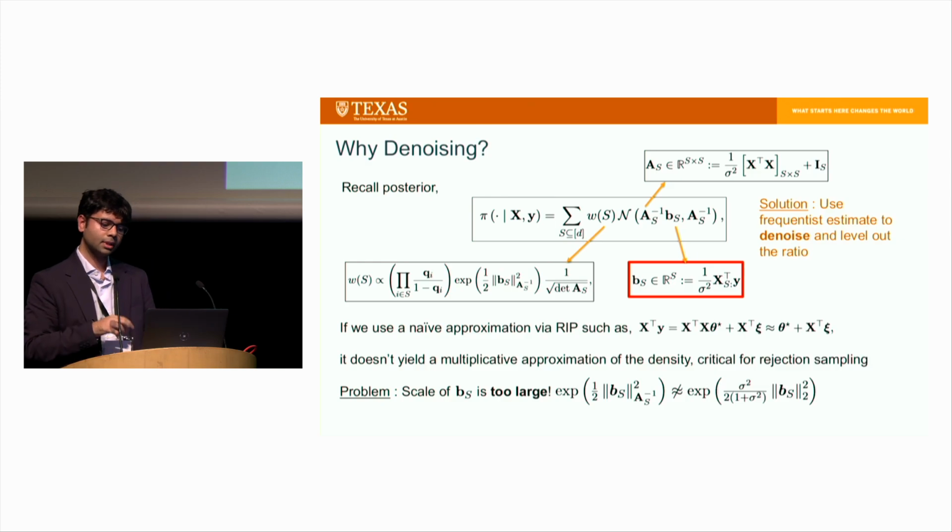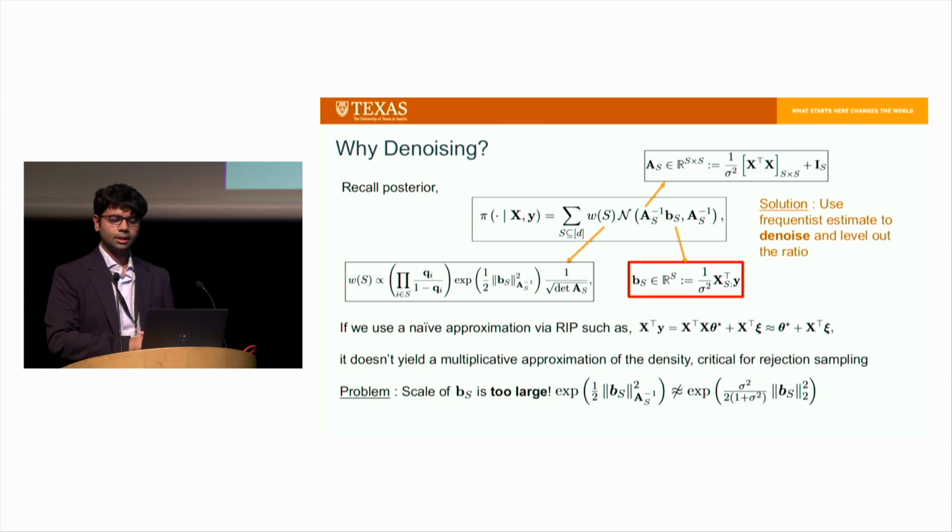plus some noise term. However, this is not sufficient to get a multiplicative approximation of the density, which is crucial for rejection sampling. The reason is that even after doing this approximation, the coordinates of theta star can be very non-uniform. That scaling makes the scale of BS in general too large unless we place some assumptions on the signal strength, and this approximation does not hold. The solution here is to include the large value coordinates using the frequentist estimator, and that levels out the ratio so that rejection sampling works in polynomial time.